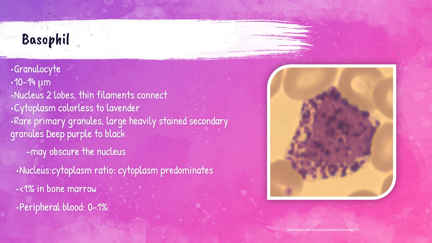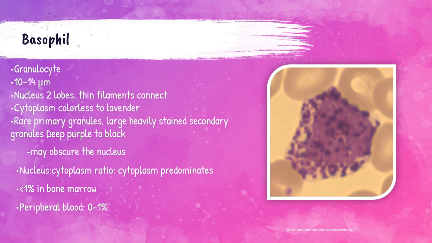And here's the basophil. So this is also a granulocyte, meaning it has granules in the cytoplasm. So think about it right now, which of the white blood cells are granulocytes? We have the basophil, the eosinophil, do you remember the other one? It's the neutrophil. So neutrophil, basophil, and eosinophils are referred to as granulocytes.